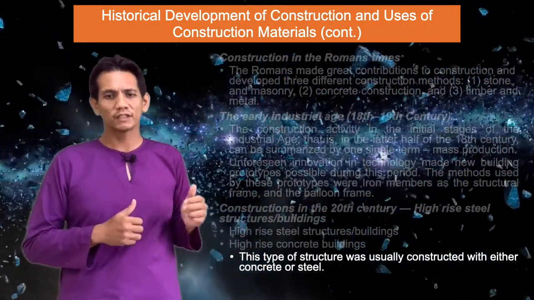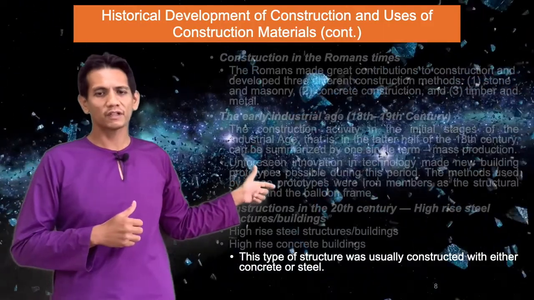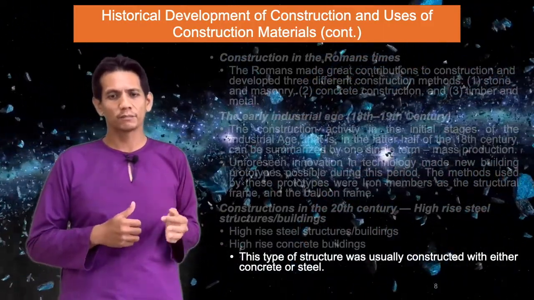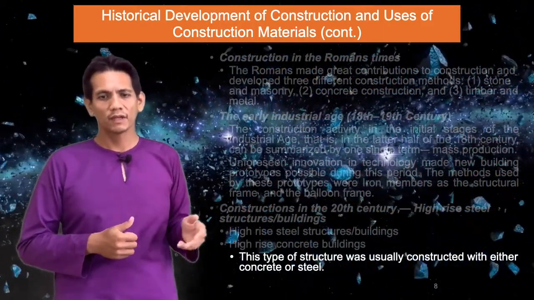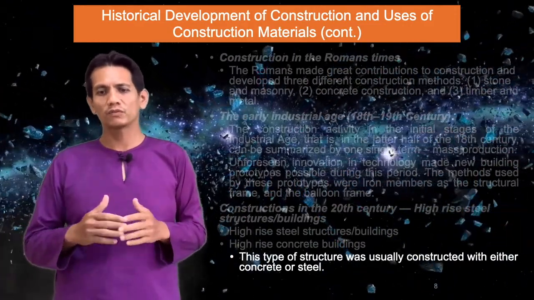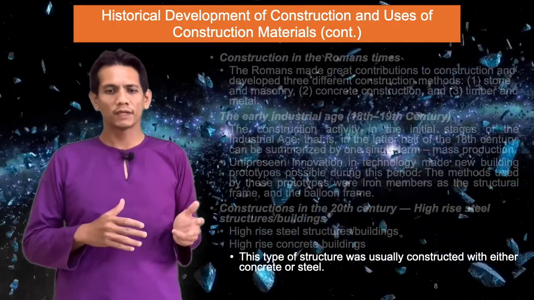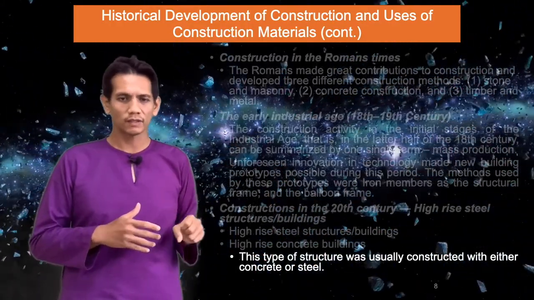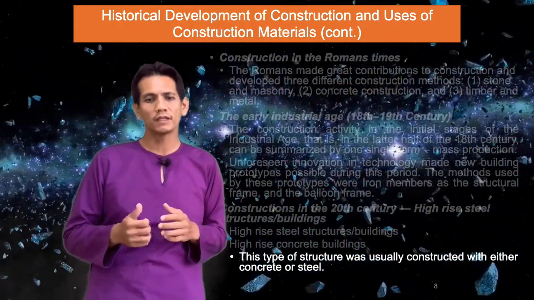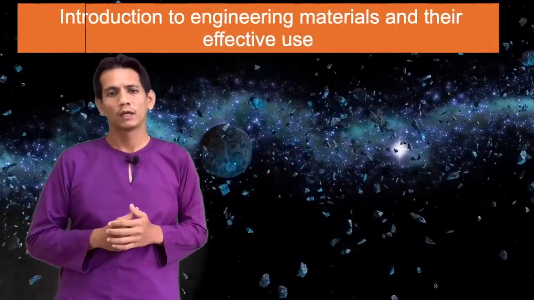And then construction in the 20th century: high-rise steel structural buildings and high-rise concrete buildings. This type of structure was usually constructed with either concrete or steel, the two main materials. Mainly we use concrete because steel is quite expensive to use.